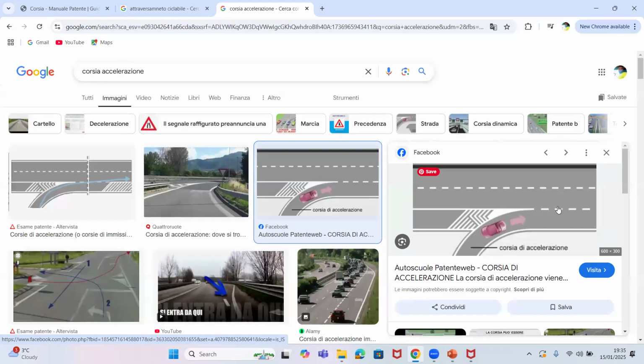And remember, because there is a discontinuous line in the border, it means it permits you to enter into the road. If they put a continuous line here, no entry. You drive until you find the continuous line. Is it clear now? Remember, the corsia di accelerazione permits you to build up your driving speed. Once you see that the main road is free, this red car will come and enter inside.